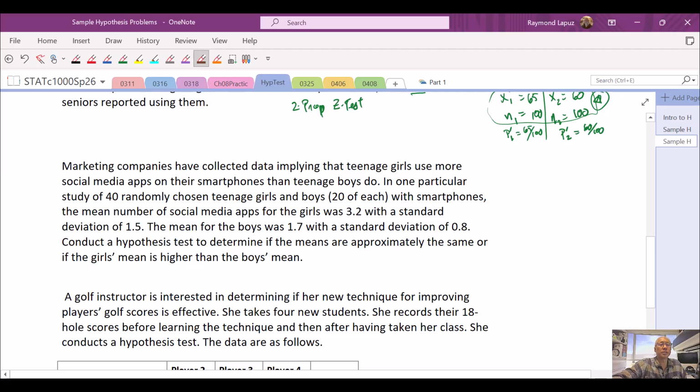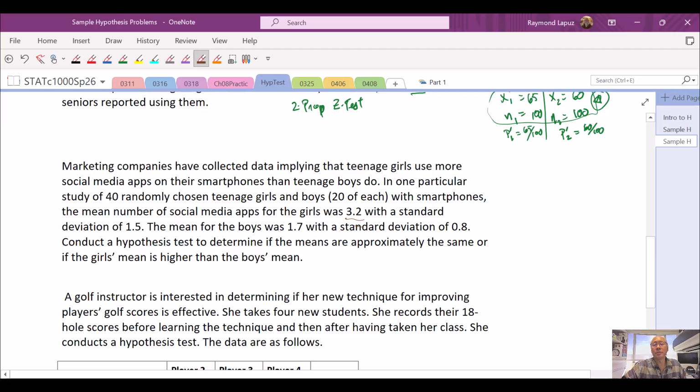In one particular study of 40 randomly chosen teenage girls and boys, 20 of each, with smartphones, the mean number of social media apps for the girls was 3.2, standard deviation 1.1. For the boys, the mean was 1.7 and the standard deviation was 0.8. Conduct a hypothesis test for the means approximating if the girls' mean is higher than the boys' mean.